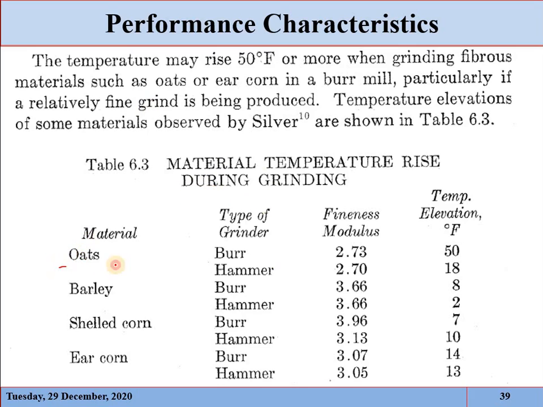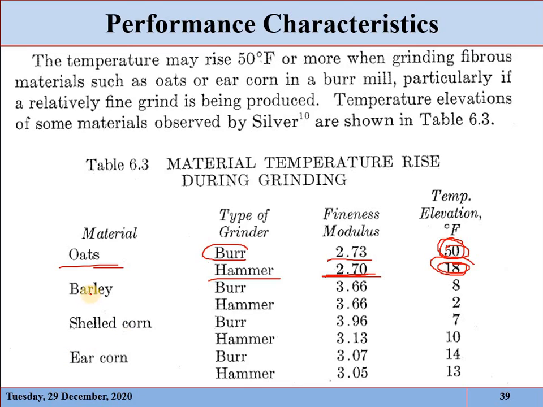Here you can see the temperature rise of different products when reducing their sizes. For example, oats. Suppose you are reducing its size in a burr mill up to a fineness modulus of 2.73, its temperature can be raised by up to 50 degrees Fahrenheit. And if you are reducing it with the hammer mill, up to a fineness modulus of 2.70, the temperature rise will be 18 degrees Fahrenheit, because there is recirculation of air, as the casing or housing of the hammer mill is open to the surrounding.